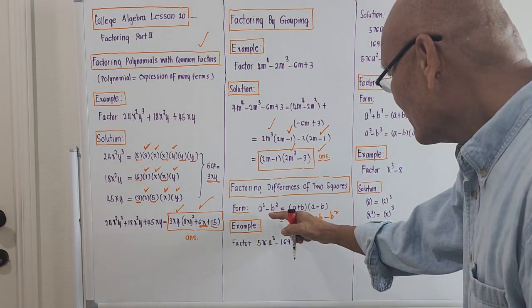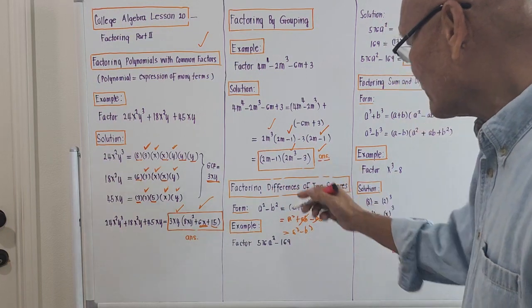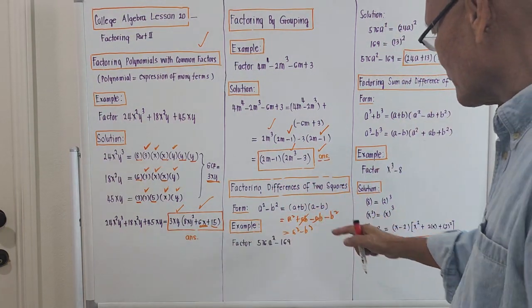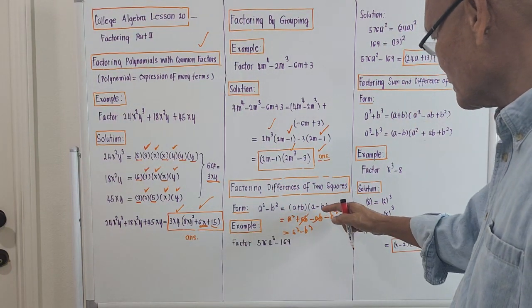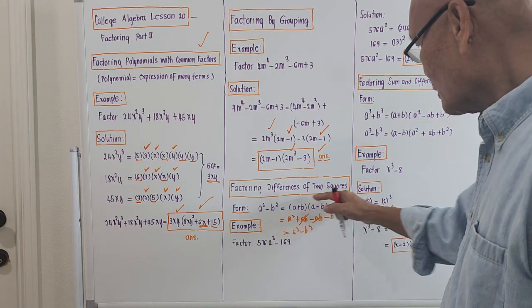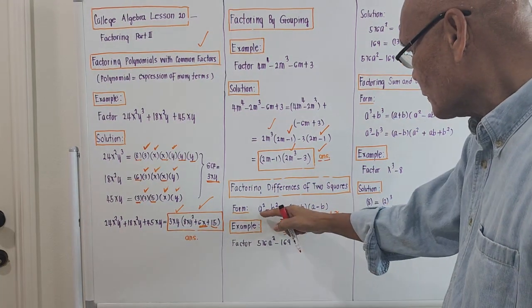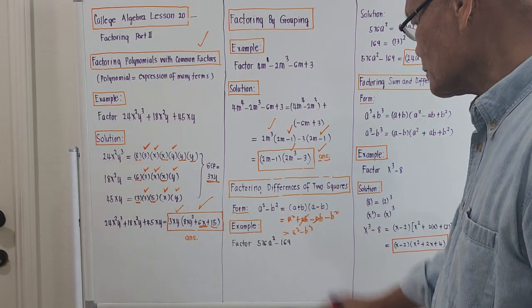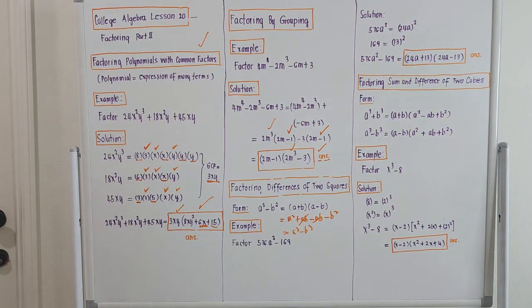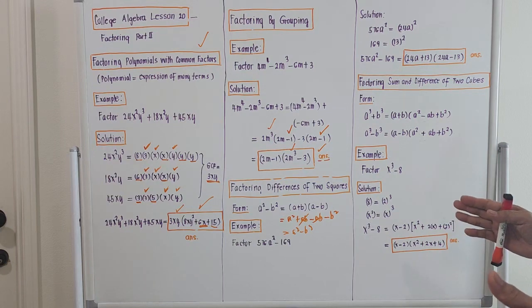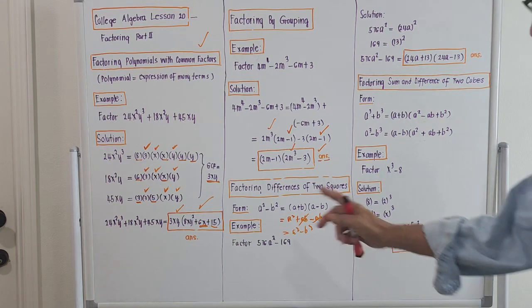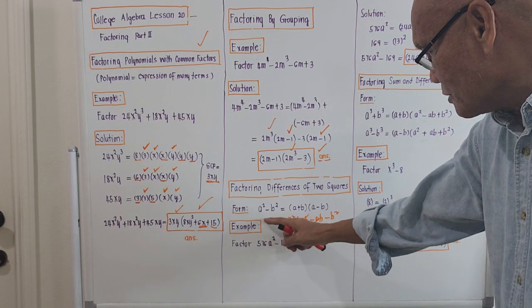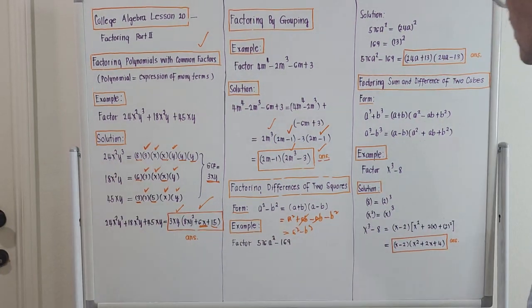Meaning to say, this a square minus b square can be written as the product of two binomials, which is the quantity a plus b times a minus b. Because if we try to expand this one, what will come out is actually a square minus b square. Okay, we'll try to give you an example. I will just give you an easy one. Factor 576a square minus 169.